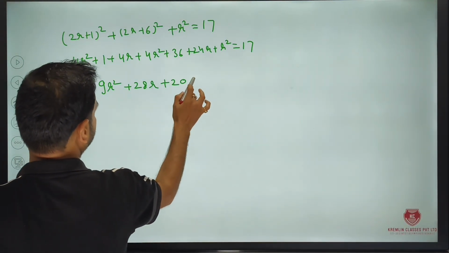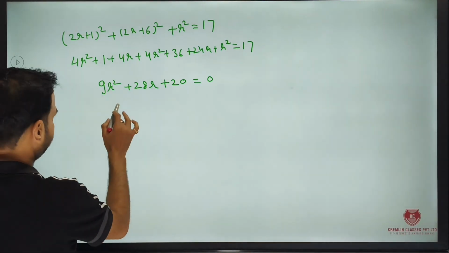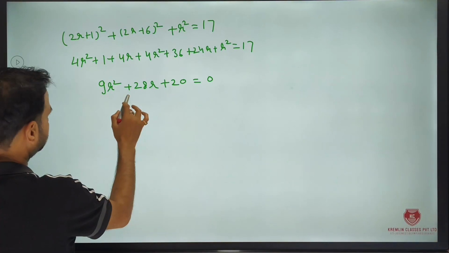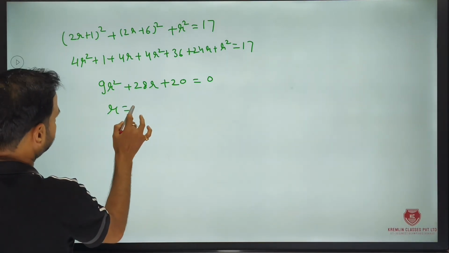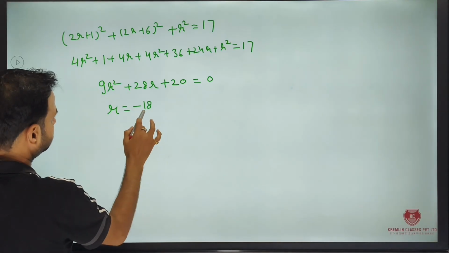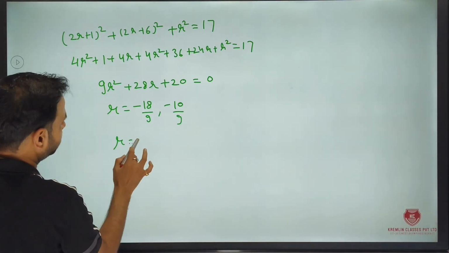36 plus 20 equal to 0. Okay, so we have to find r. R is given by 18 plus 10. R is given by minus 18 upon 9 minus 10 upon 9. R equals minus 2.